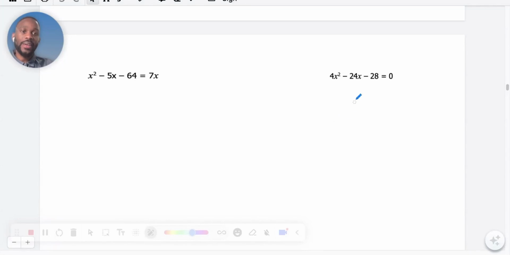Sometimes you can be given this quadratic equation. I tell you to solve by factoring, but just by looking at the coefficients, they have a common factor. The greatest common factor is 4. Let me show you something.